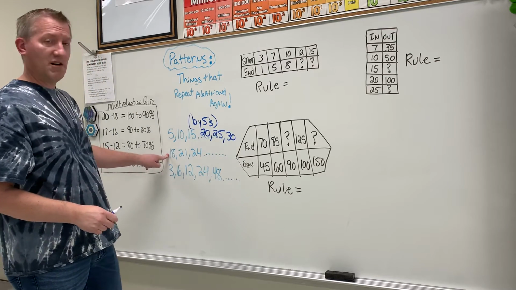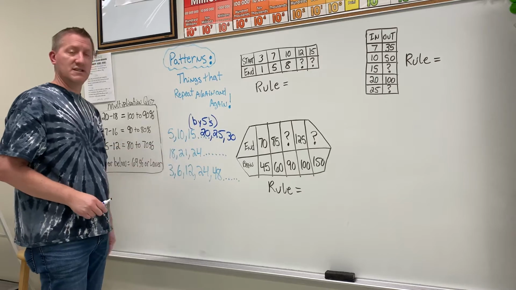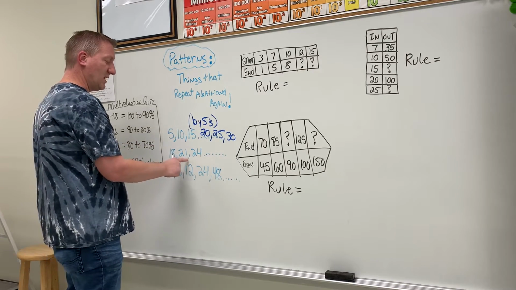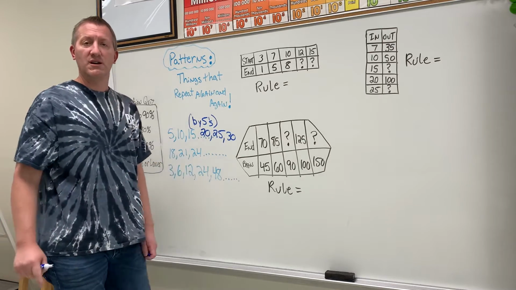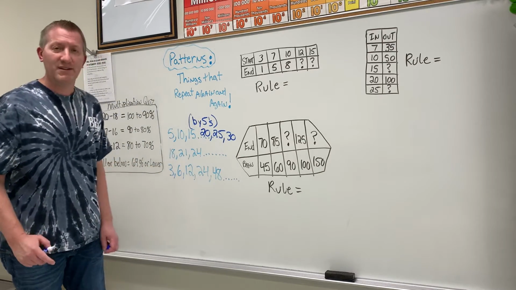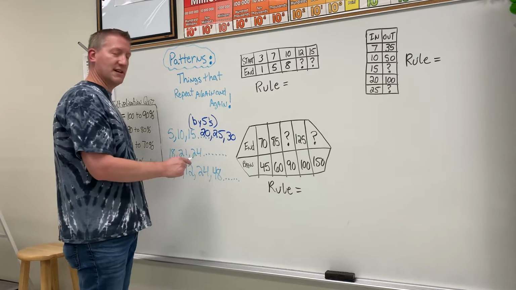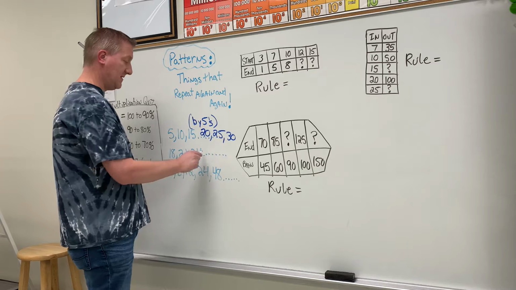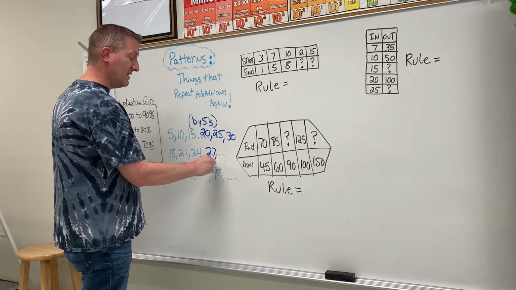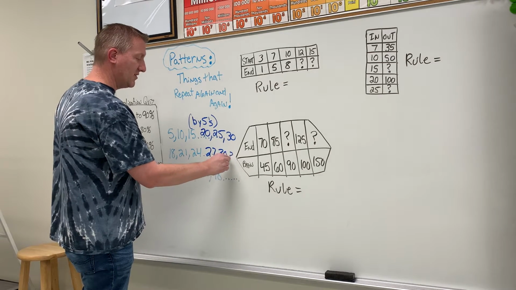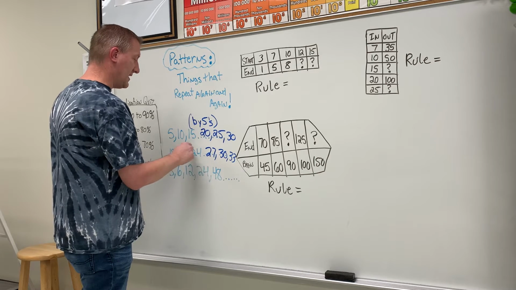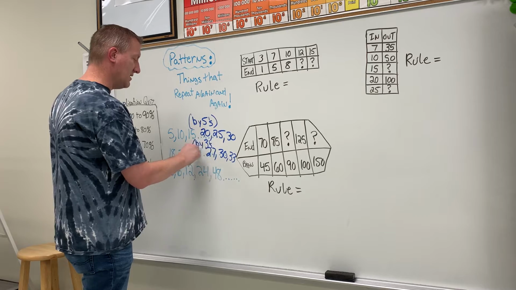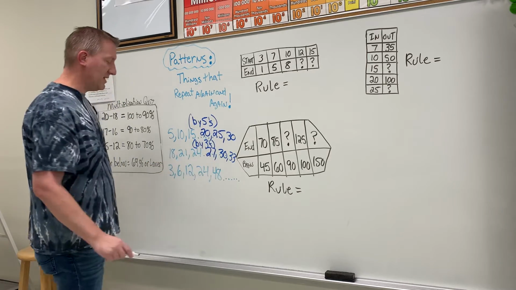Now, this one's a little harder because I didn't start at 0. So let's see if you can get this one. It goes 18, 21, 24. Do you know what's next in the pattern? What comes next? 18, 21, 24. 27, 30, 33. Okay, and you're counting by threes, right? So we're counting by threes in that one.